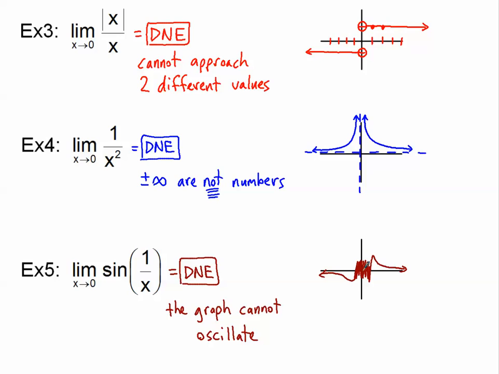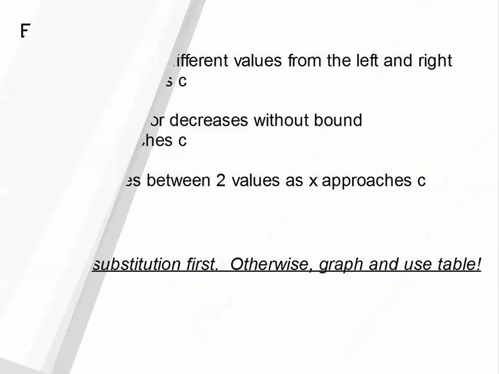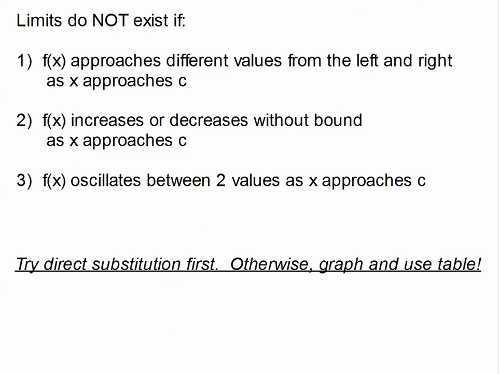I'd like you to get to know these graphically like we've just done, and verbally. Limits do not exist. Number 1, if f of x approaches different values, that's no good. Number 2, if f of x increases or decreases without bound, that's your plus or minus infinity idea. That's no good. Or number 3, if f of x oscillates between two values. Those are the only 3 times where a limit will not exist. Any other time, I would try direct substitution first. And if I cannot do that, then right now we'll use a table.